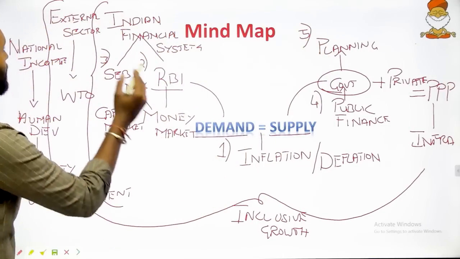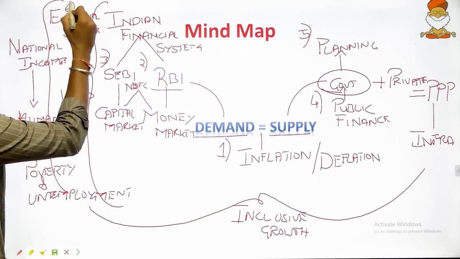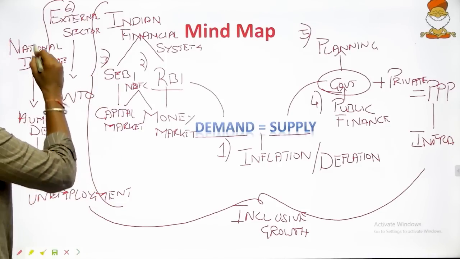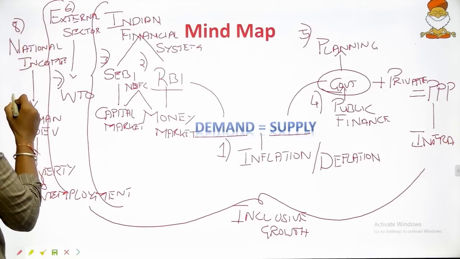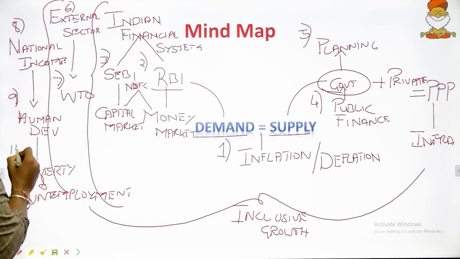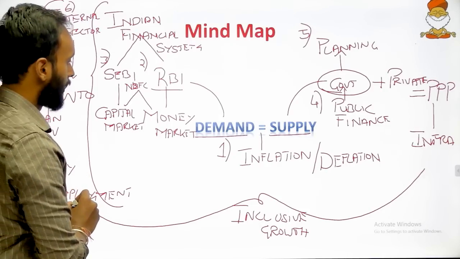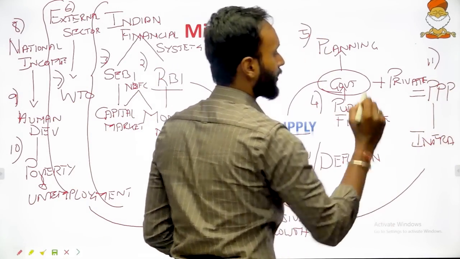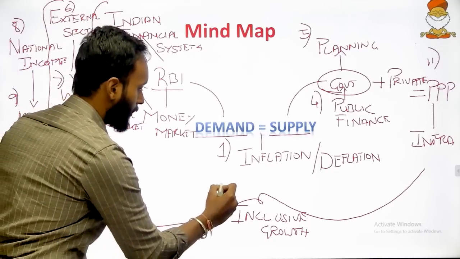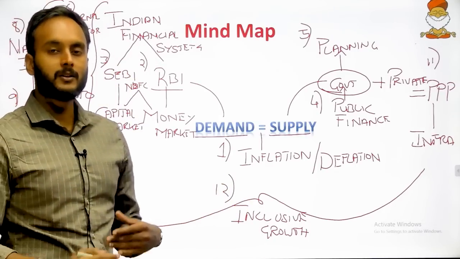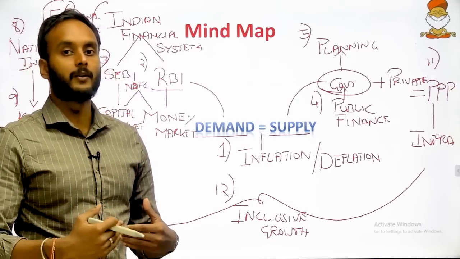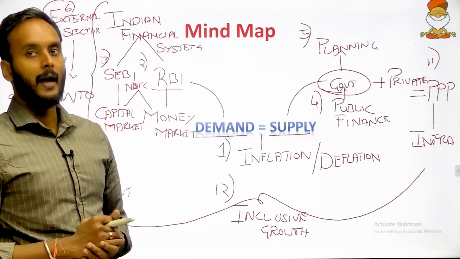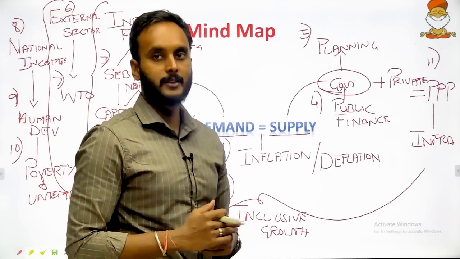Then the sixth chapter will be external sector, trade and capital. The seventh chapter will be the World Trade Organization. The eighth chapter will be national income. Ninth is human development. Tenth is poverty and unemployment. The 11th chapter will be PPP along with infrastructure, and the 12th chapter will be inclusive growth. Students, this is the journey we will go through for understanding economy as a subject with respect to UPSC, and especially with respect to infrastructure as a chapter.